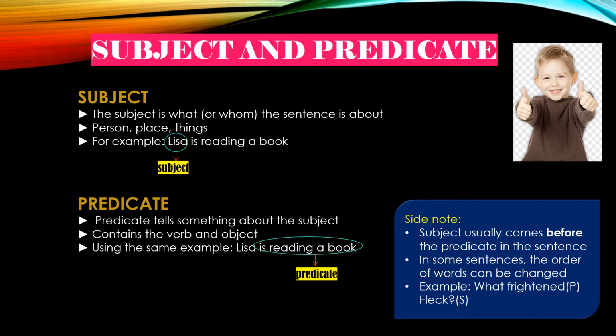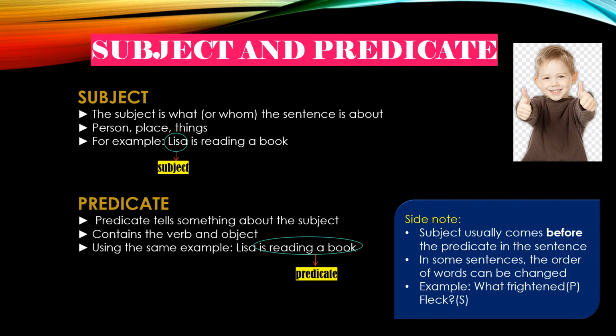Okay, next is the predicate. A predicate tells something about the subject. A predicate contains the verb and the object. So using the same example, Lisa is reading a book. Lisa is the subject. We're going to tell something about the subject, which is reading a book. So is reading a book is the predicate.